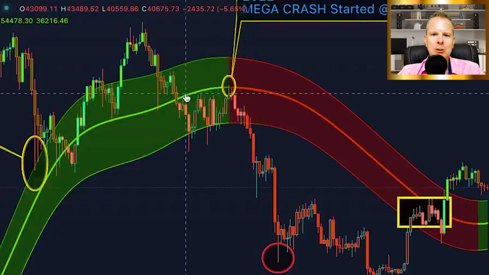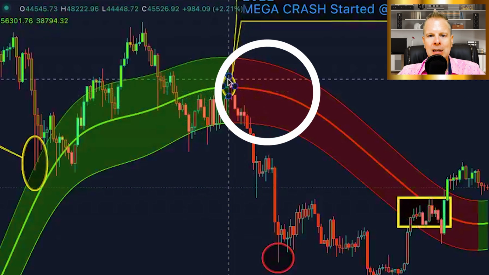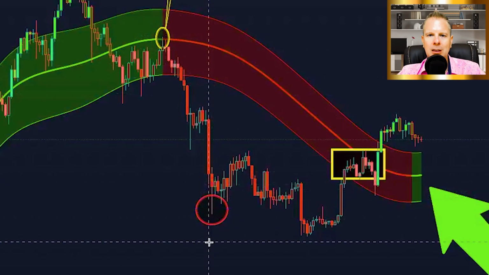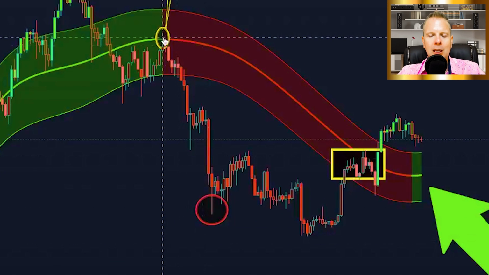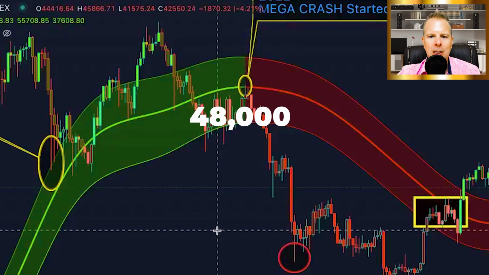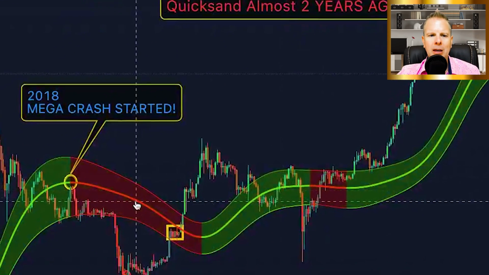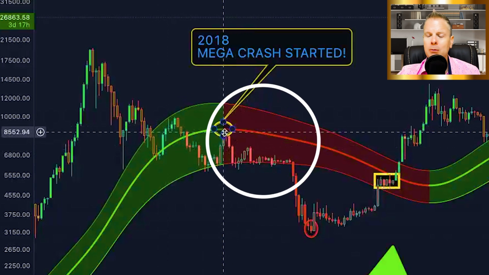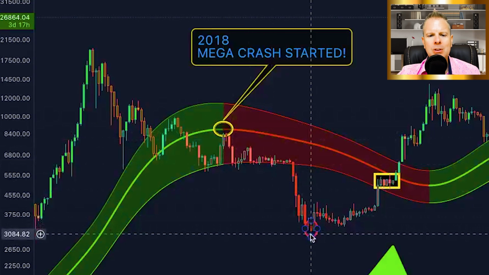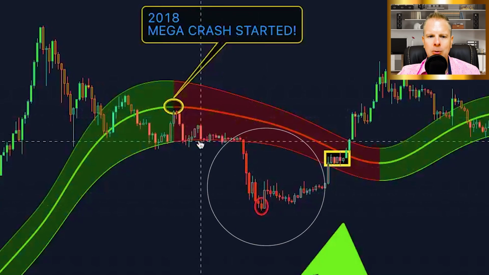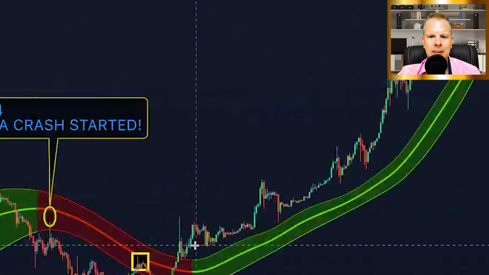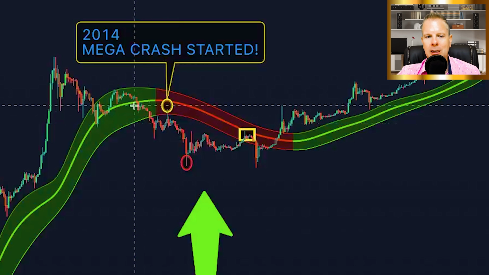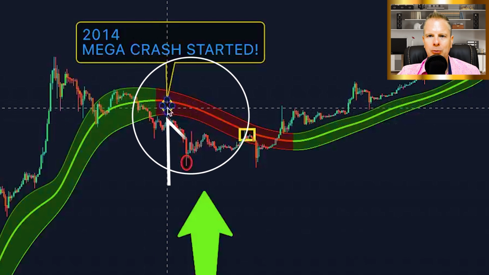Case in point, when you switch from green to red and you get rejected from the median line, it spells disaster. It's something that we covered on our channel with a warning of a mega crash at 48K. We did the same thing back in 2018 when we switched from green to red and got rejection from the median line. That was the start of our mega crash. We also covered that back in 2018. We didn't cover the 2015 scenario, but the same thing happened, switching from green to red, rejection from median line.